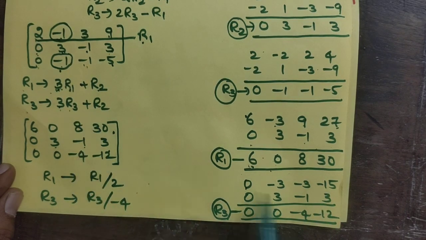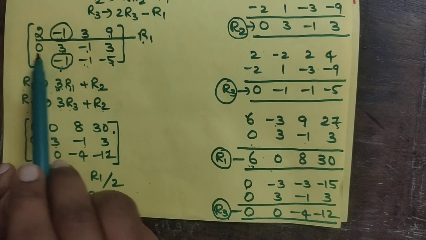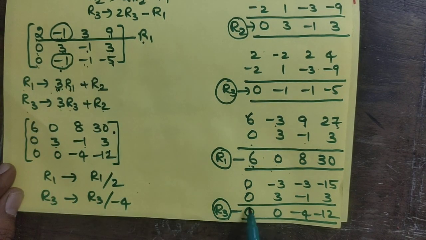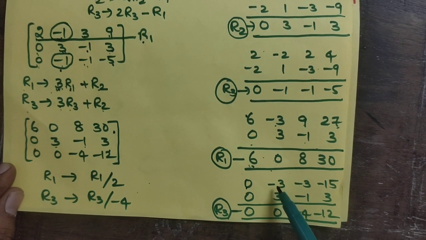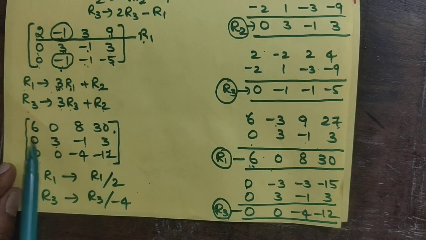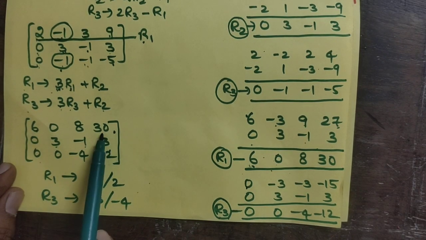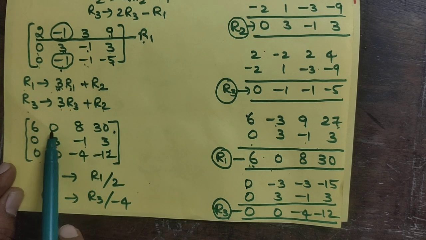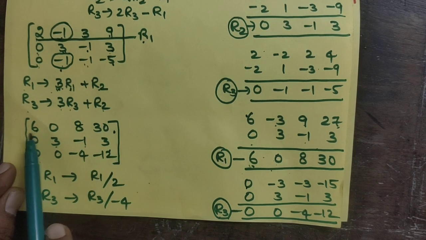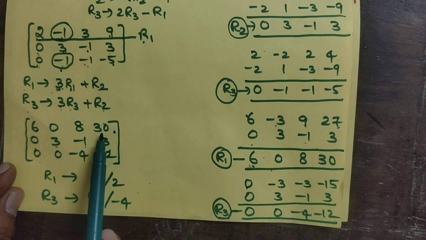Next we are adding R2 to the R3. Then what is R2? 0, 3, minus 1, 3. Write in place. Next add the 0 plus 0 is 0, minus 3 plus 3 is 0, minus 3 minus 1, if we add we will get minus 4, minus 15 plus 3 is minus 12. Write in R3 place.